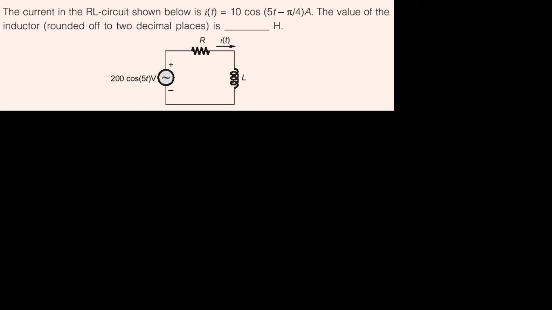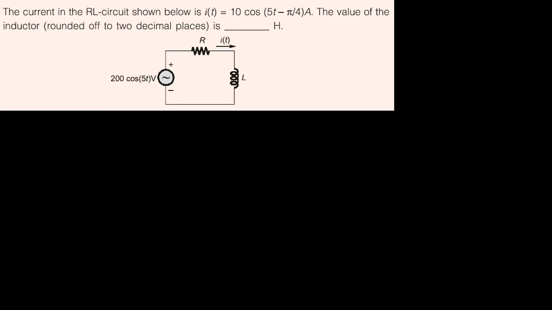Here is the question. The current in the RL circuit shown below is i(t) = 10 cos(5t - π/4) ampere. The value of the inductor, rounded off to 2 decimal places, is blank Henry.